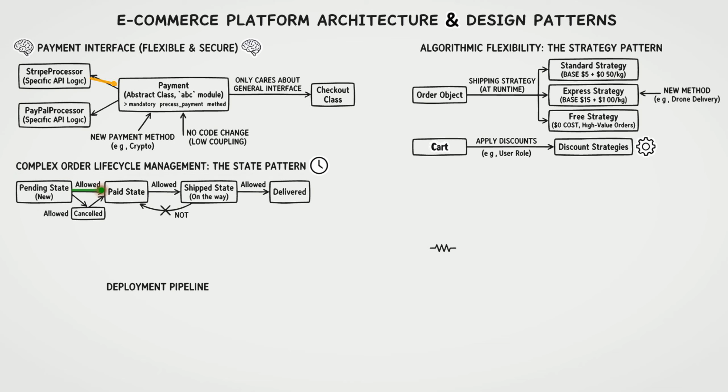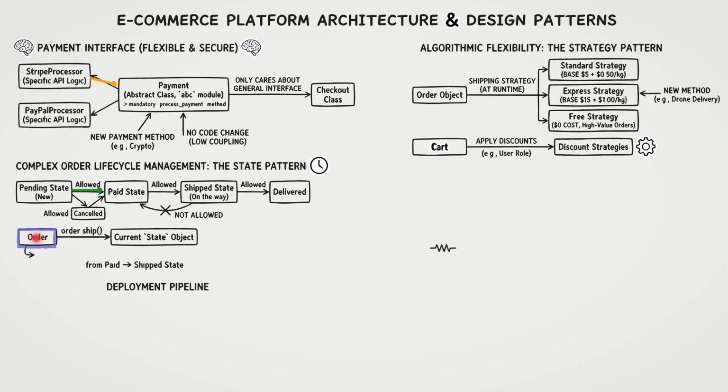From here, it can transition to paid or cancelled. Once it reaches the paid state, it can transition to shipped. Notice how going straight from pending to shipped state is strictly not allowed. Once it's shipped, it's on the way and can transition to delivered, but it can no longer be cancelled.